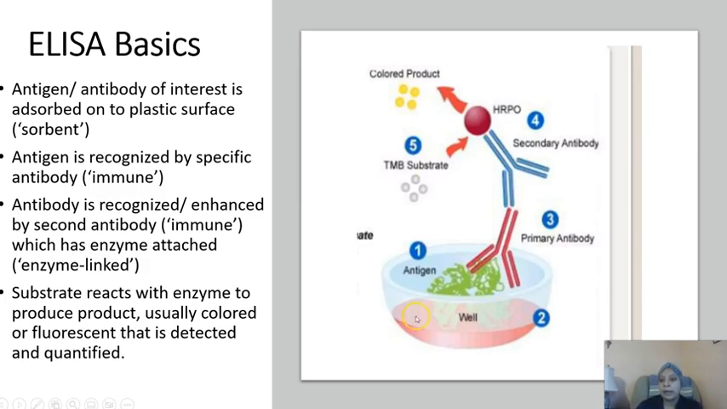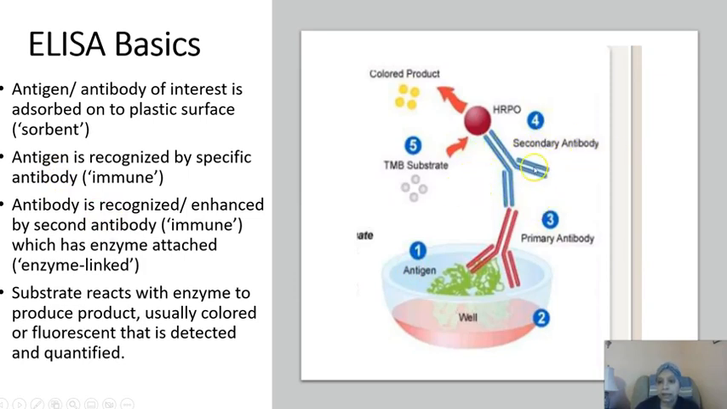So here you have an example where you have your well of the solid phase that we're going to be using. Your antigen or your antibody is going to be what's adsorbed to this plastic surface. That's what gets you that sorbent, immunosorbent. Antigen, because we are recognizing the specific antigen using an antibody, that's why it's called immuno.